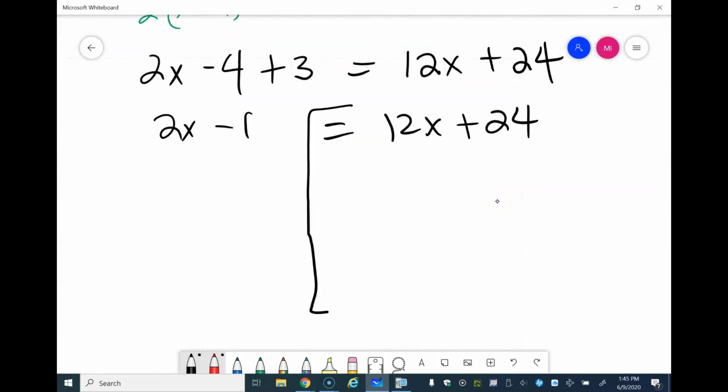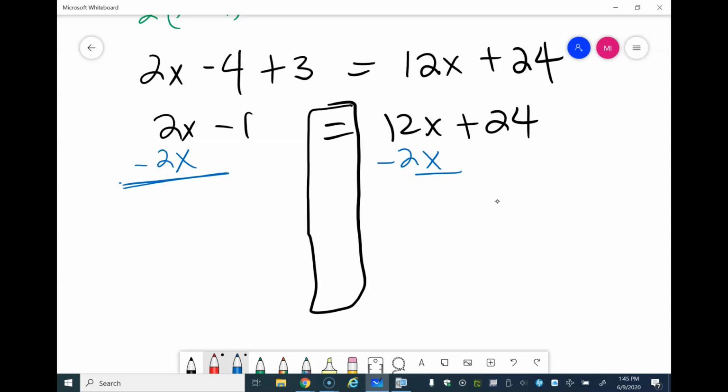I like to build a little wall here to keep everything separated. So I'll move things over now to the left and the right side. So I'm going to minus this 2x over here, minus the 2x over here. And because I brought the 2x to the right side, I need to bring something from the right side to the left side. So we're going to move the 24. So minus 24, minus 24.